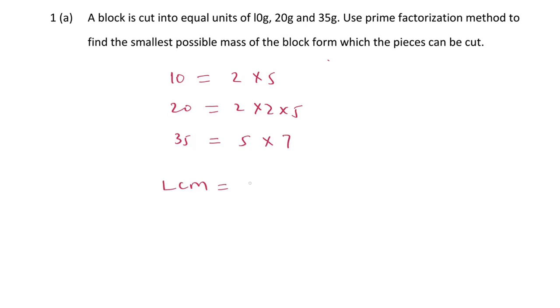Then we are going to have 2 times 2 times 5 times 7, of which after solving the value, we are having 140. Therefore, the smallest possible mass of the block for which the pieces can be cut equals 140. That is going to be our answer.